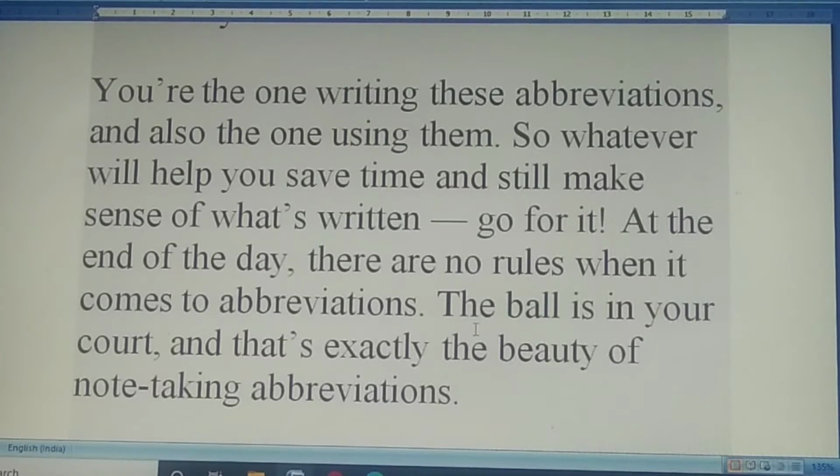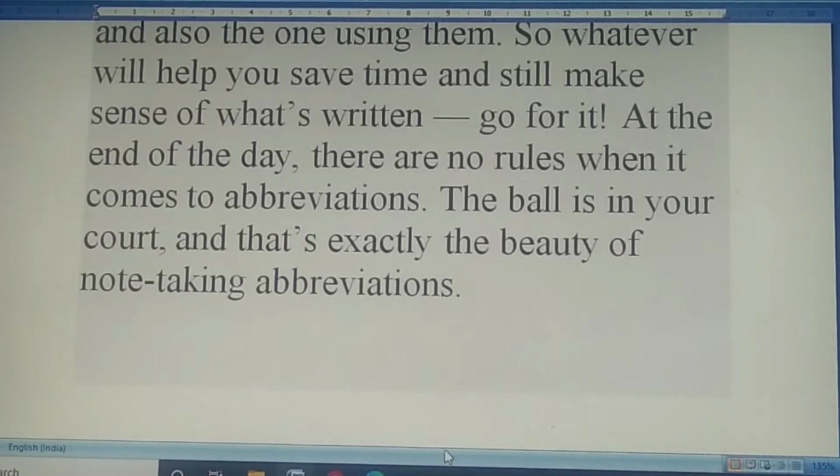There are no hard and fast rules, but you must remember, when you abbreviate a word, you must do it in such a way that the reader who reads it must understand that this is the word you have abbreviated. Otherwise, the examiner will not understand, so you will not get marks for that. So it's very important. The ball is in your court, and that's exactly the beauty of note-taking abbreviations.